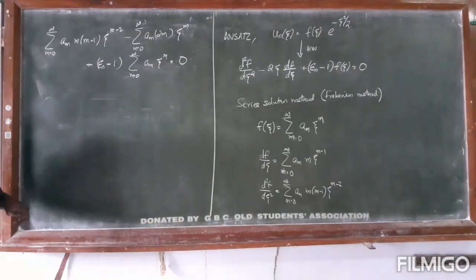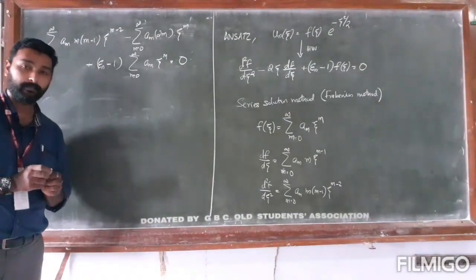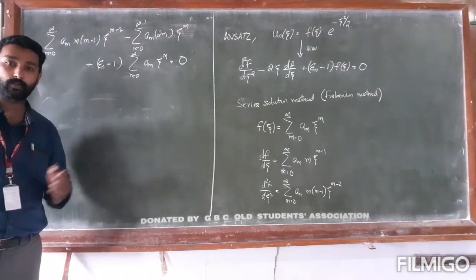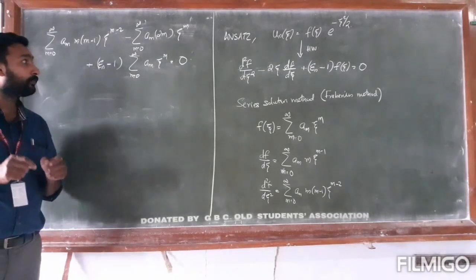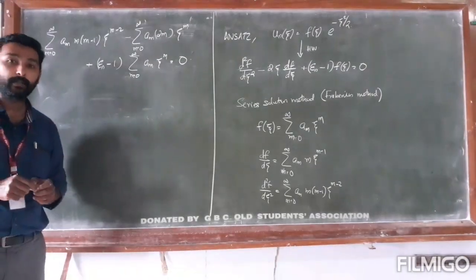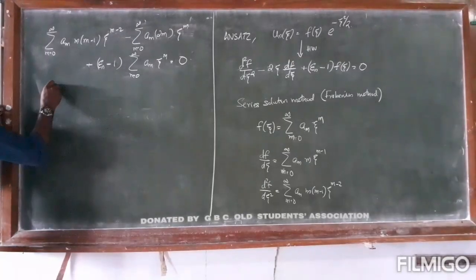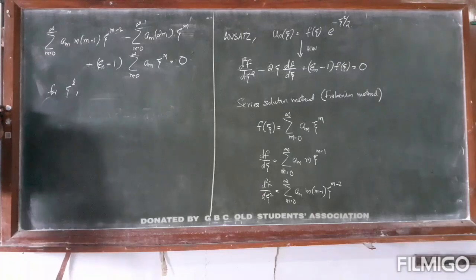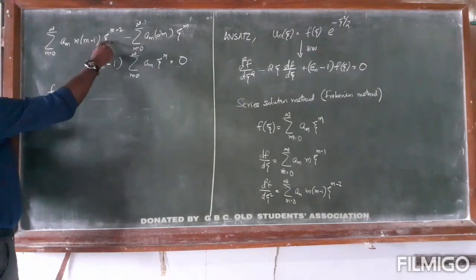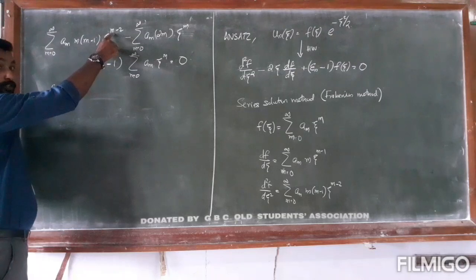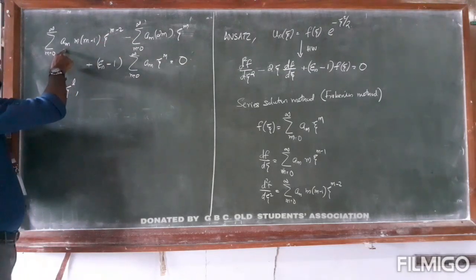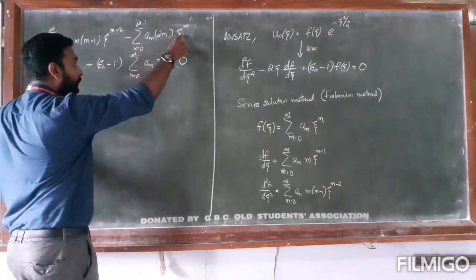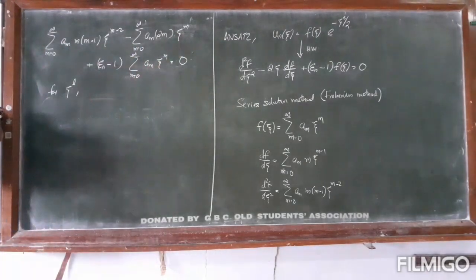Now this equation must be valid for each and every power of theta. It should be valid for theta raised to 0 independently, theta raised to 1 independently and so on. So for a particular power, consider theta raised to L. For theta raised to L, in the first term this m must be L plus 2, so it should be a_(L+2), and in the other terms we have theta raised to m, so we can have a simple calculation.